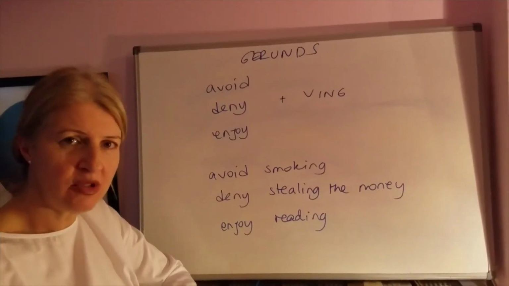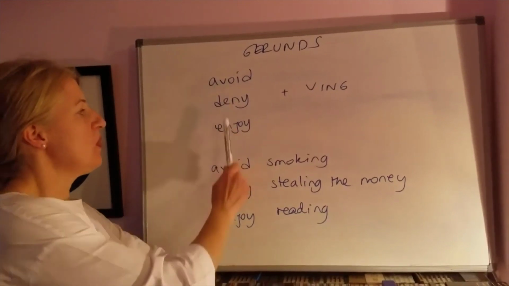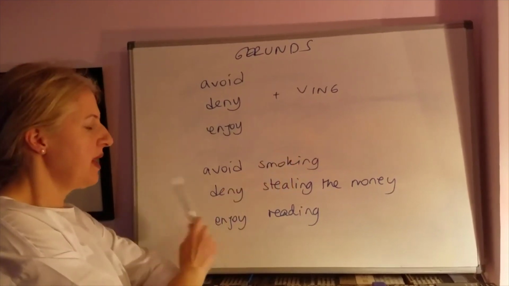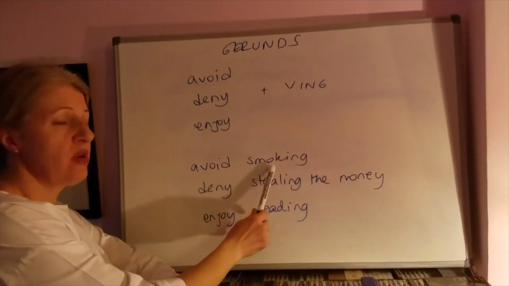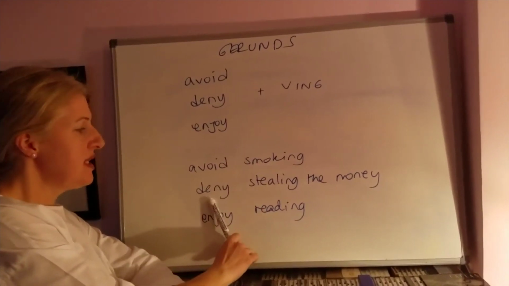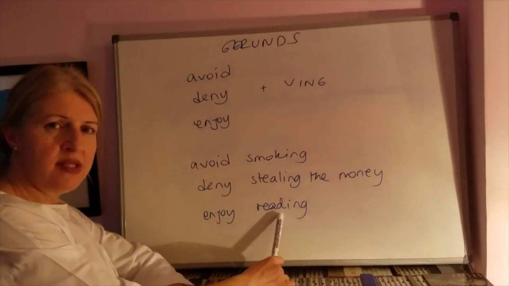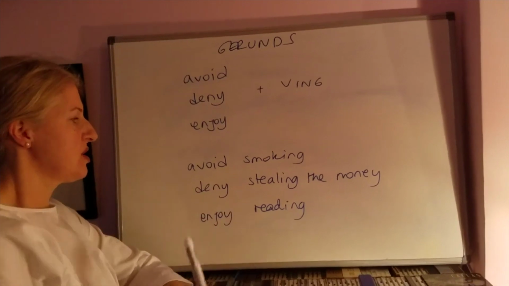There is a similar logic when you use the gerund. Let's see. These verbs are followed by the gerund. We know that. Okay? What do you avoid? For instance, you avoid smoking. Okay? You deny stealing the money. You enjoy reading. There is something common in all these structures.